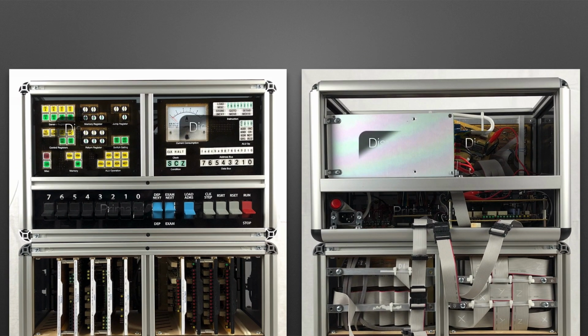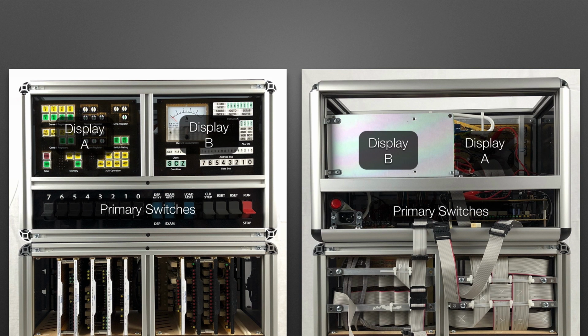Focusing on the upper enclosure for a moment, we can see that it's broken into 3 sections. At the bottom are the primary switches, which is the main way that the computer is operated. These are accessible even when the front door is on the computer. At the top left, when viewed from the front, is display A.